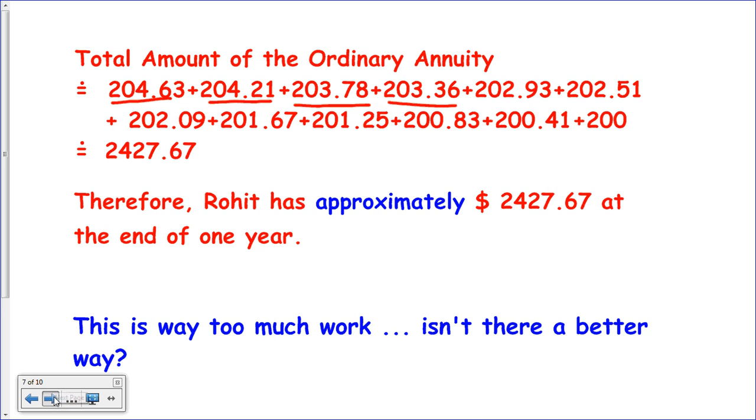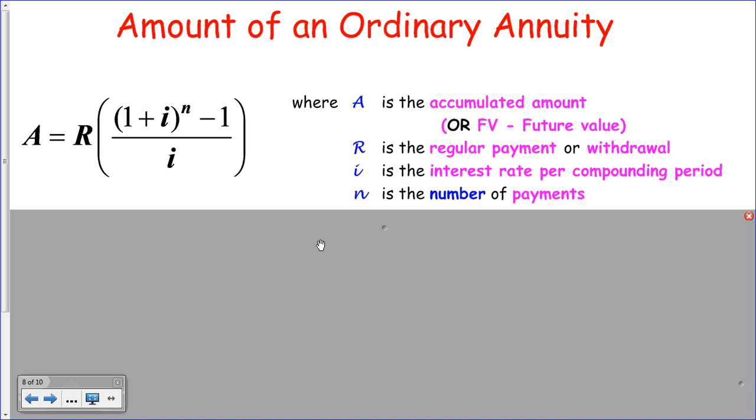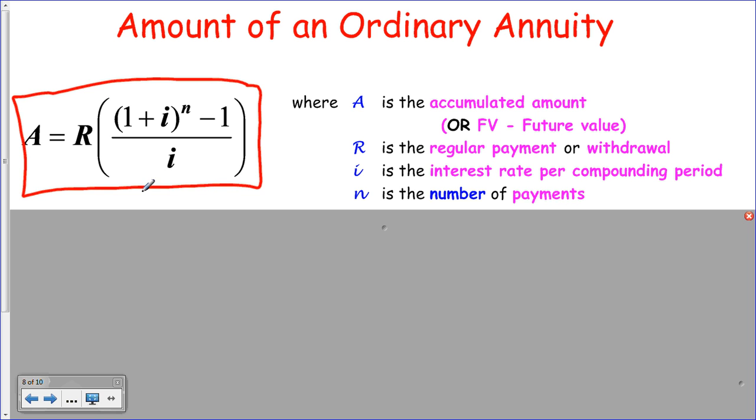There is a formula, though, that you can use to get that answer in one step, and this is the formula right here. A equals R times (1 plus i to the n, minus 1) all over i. So you want to calculate what's in the bracket and then multiply by R. Well, let's take a look at what the variables mean. A is still the accumulated amount, just like in compound interest. Sometimes this formula is written as FV, which stands for future value, similar to what you've seen on the Inspire. R is the regular payment.